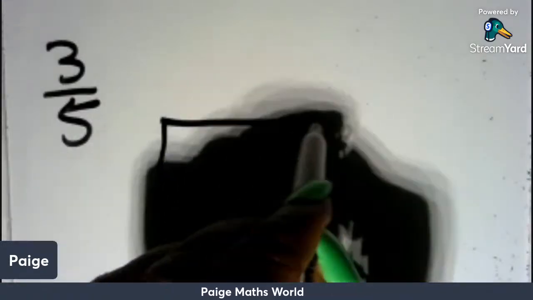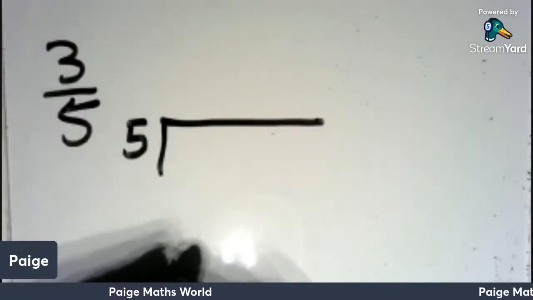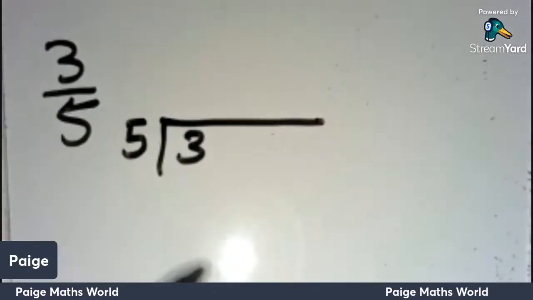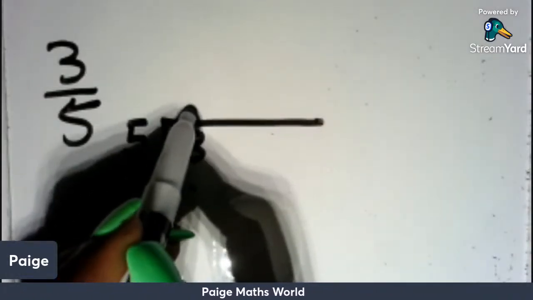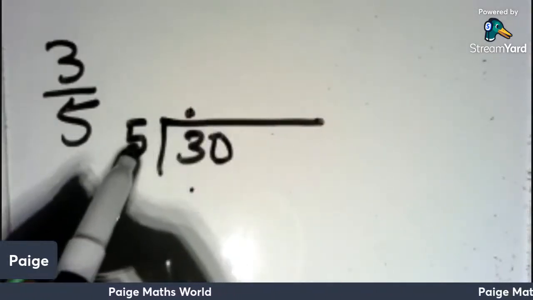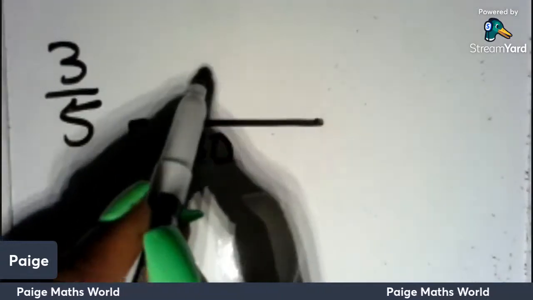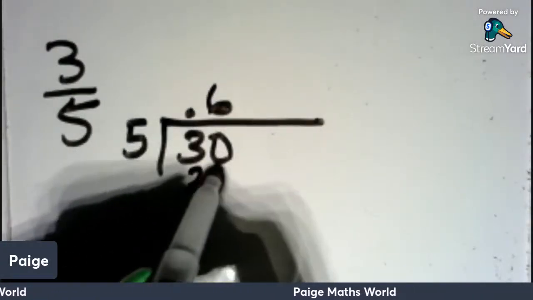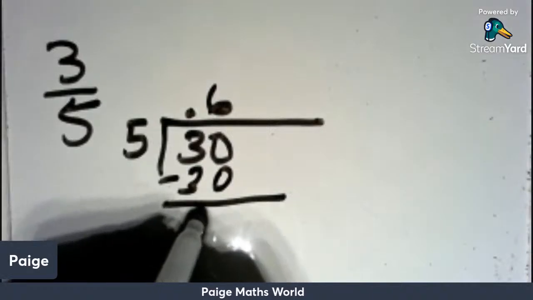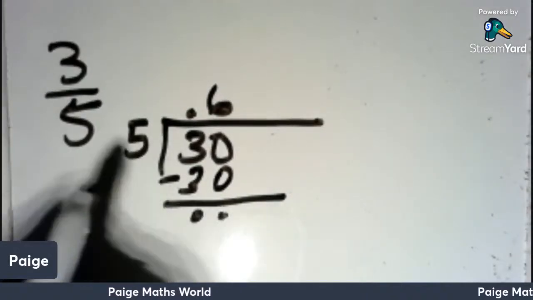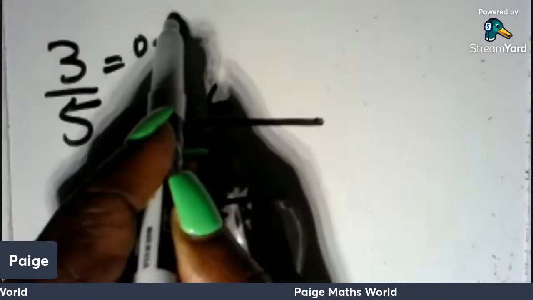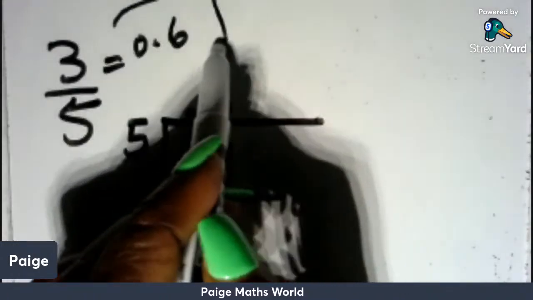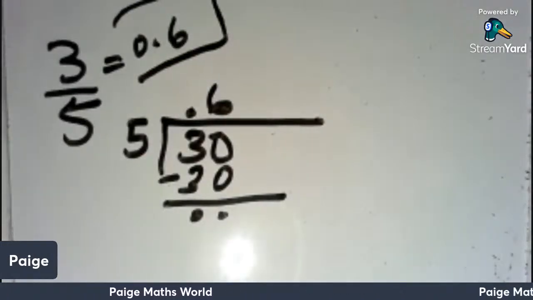As a decimal, you put your 5 on the outside, you put your 3 inside. So it says 5 into 3, you can't. You put a point and you add a 0. 5 into 30 goes 6 times. 6 times 5 is 30. And so 30 from 30 is 0. And so those are gone. So your answer for 3 over 5 as a decimal would be 0.6. All right, that's your answer for 3 over 5.